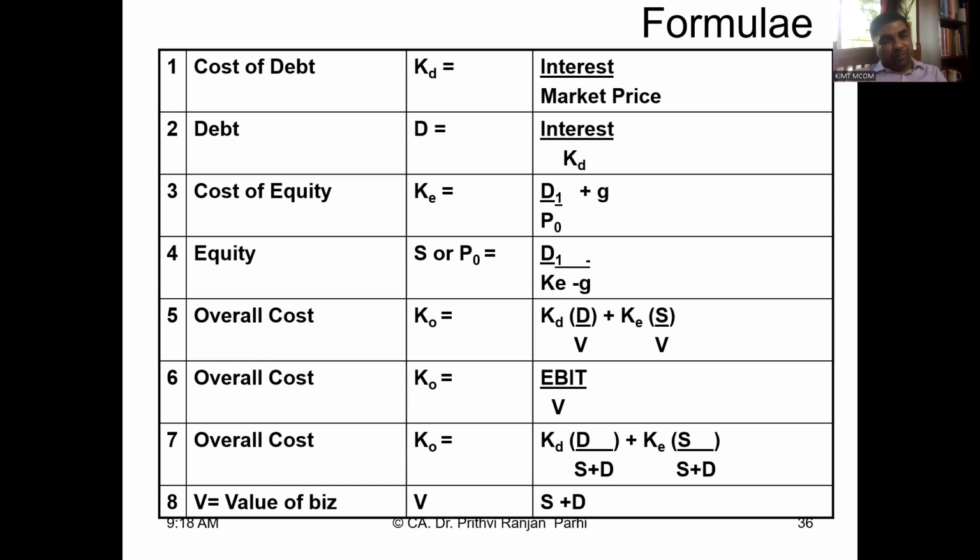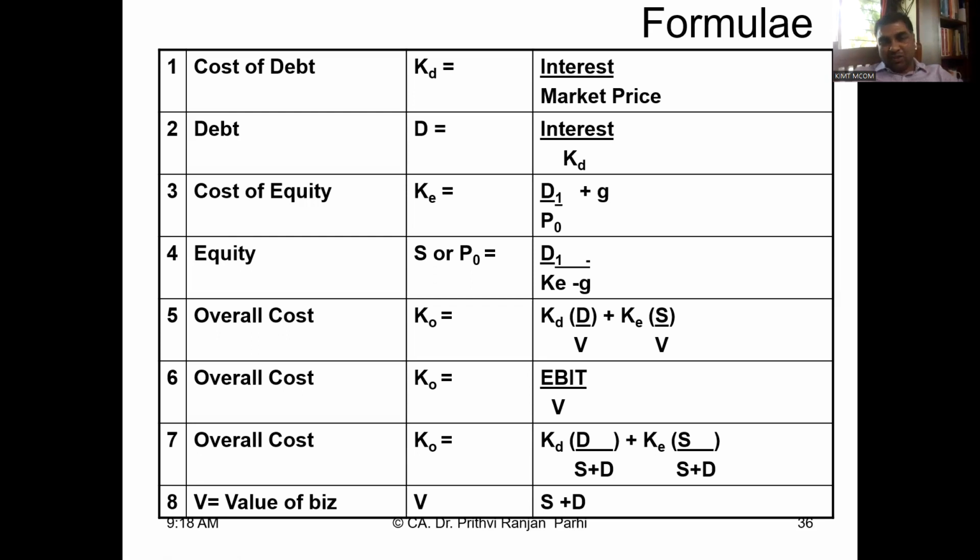Overall cost also can be computed by using the formula EBIT by V. V is the total value. EBIT is to be distributed. EBIT means earning before interest and taxes. Tax will go to the government, but the interest will go to the debt holders, and the remaining earning will be distributed to the shareholders. So KO is equal to, and here we are assuming there are no taxes. So the entire EBIT will go to the debt holders and shareholders. So that becomes the cost for the business. So overall cost is equal to EBIT divided by value.